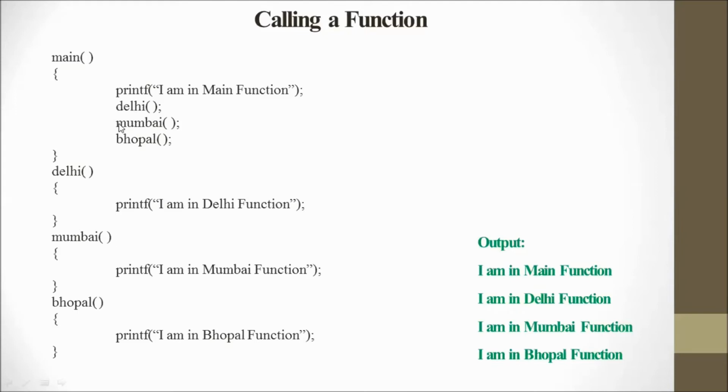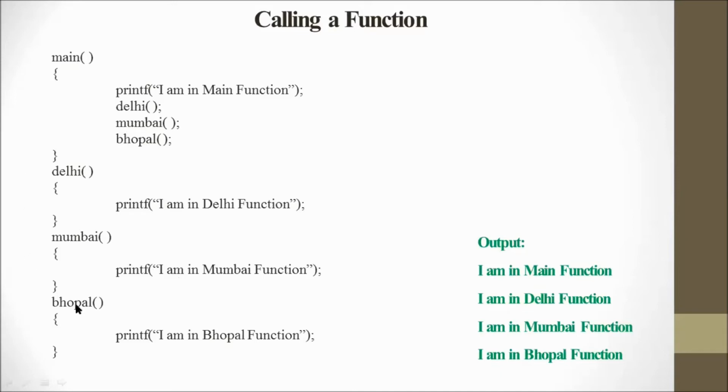After that, the next function will be called, the Mumbai function. So the control executes the Mumbai function. Here the Mumbai function will be invoked and its execution starts: I am in Mumbai function. So the next statement will display I am in Mumbai function. Then the control goes back to the main function, and the next function called is the Bhopal function.